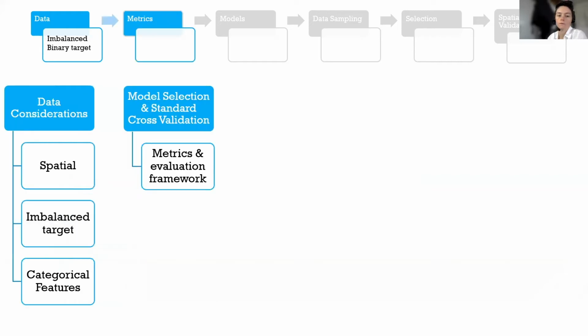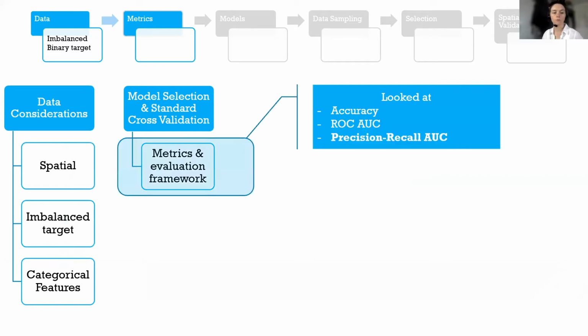If we continue on into the model selection and standard cross-validation section, from a metrics point of view, we looked at a lot of different options, but ultimately settled on the precision-recall area under the curve, as it focuses on the minority class, so it tended to be a little more sensitive in this instance, and we often see it being used in imbalanced modeling problems.